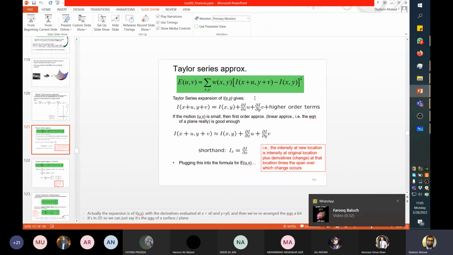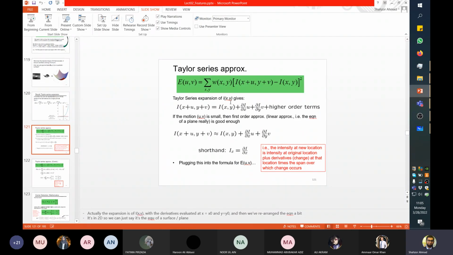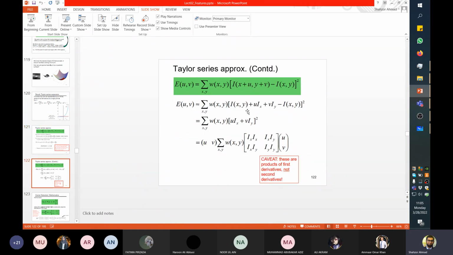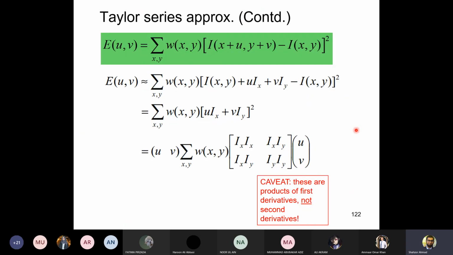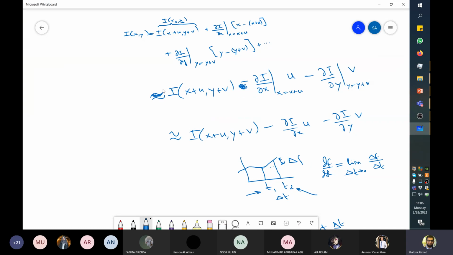here, in this place, okay. And then when we do that, this is what we get. Now this is the same as u Ix plus v Iy the whole thing squared, because these two terms will just cancel out, and this can be written as this, okay. So why can it be written like this, let us look at this also.